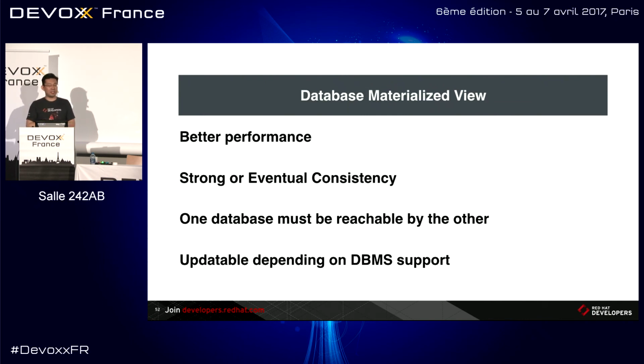You also have the option for database materialized view. It has better performance than simple views. You can have stronger or eventual consistency. If you decide to update the materialized view on each one of your commits, then it's strongly consistent. If you decide to update that on a trigger, a timer trigger, or on demand, it's eventually consistent. One database must be reachable by the other again, which means a DB link for some cases. And depending on your database, it can also be updatable. At least I know that on Oracle, that's true. Why am I saying that? Because I know that most enterprise companies are using Oracle or DB2. I don't have experience with DB2, but I know that in Oracle it's possible.